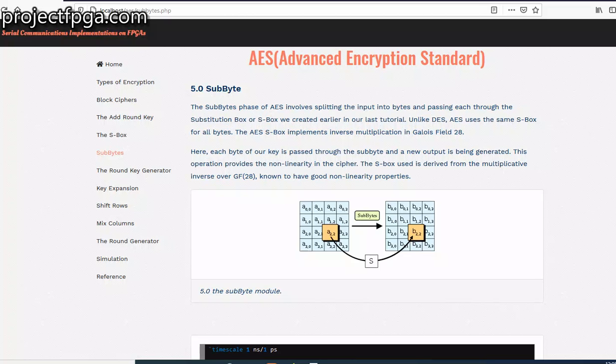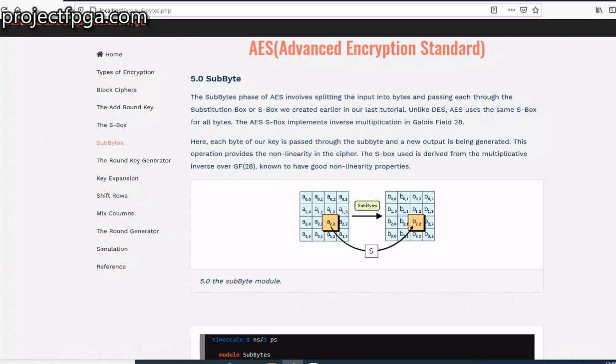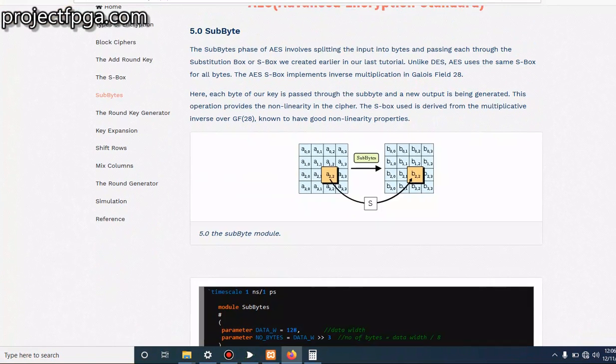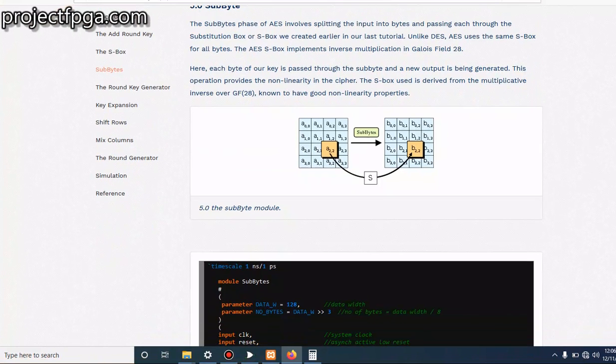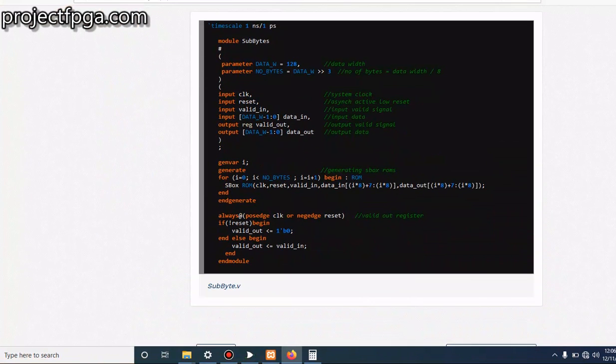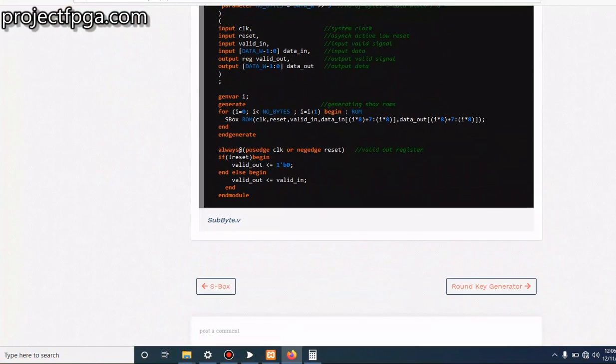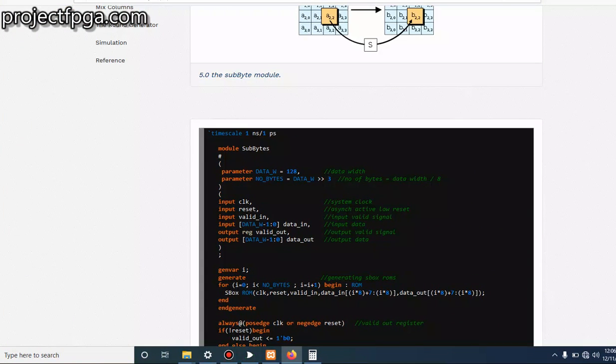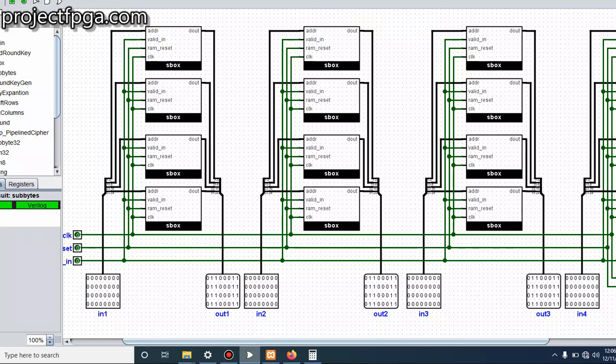So on my website projectfpga.com/AES, select SubBytes. You are going to see the brief introduction on SubBytes. Then you are going to have the Verilog code also here. This is the Verilog code, and one thing about this is that they are very short and easy to comprehend. Then this is the Logisim circuit.